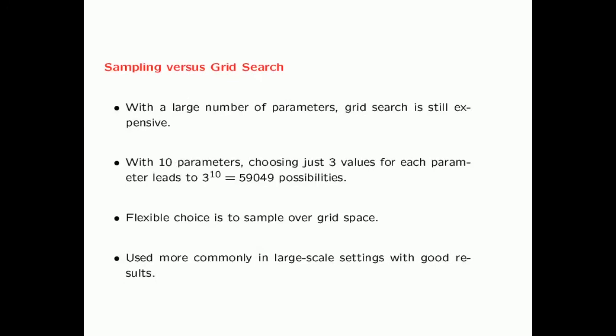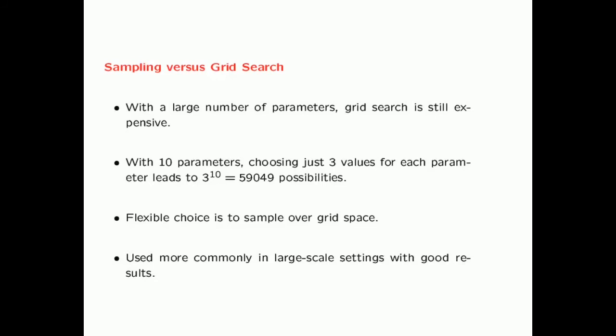Now, this grid-based approach can turn out to be very expensive, especially when the number of parameters is large. For example, let's say you have 10 parameters and you choose just 3 values for each parameter. The number of possible combinations is 3 to the power of 10, which is around 60,000 possibilities, which means that you will have to train the neural network 60,000 times. This is not very efficient, and in many cases, it might turn out to be impractical.